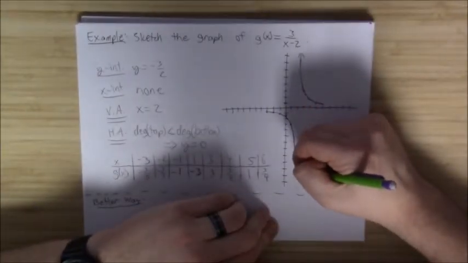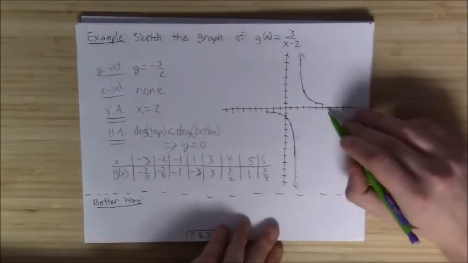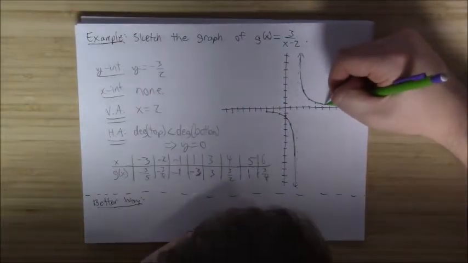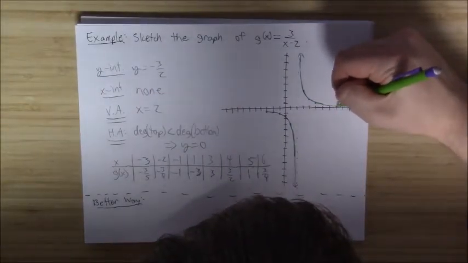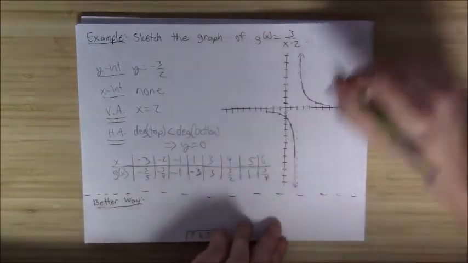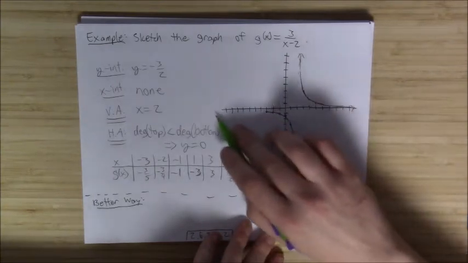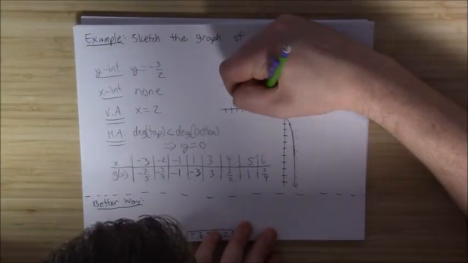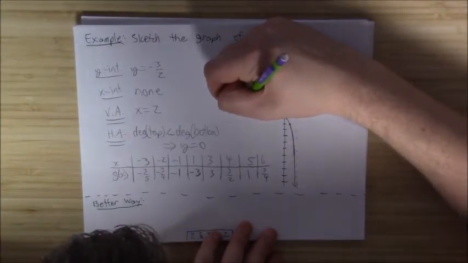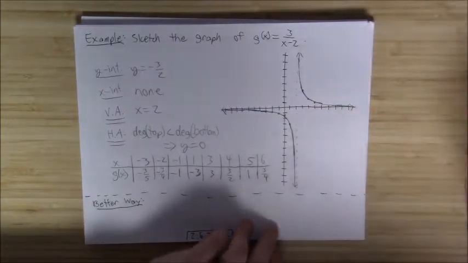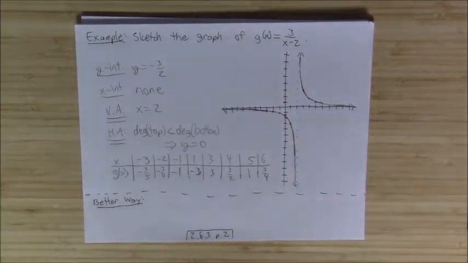And get really, really close to that line. Here, it wants to get really, really close to the x-axis as time goes on because that's our horizontal asymptote. And similarly here, it wants to get close to there because that's our horizontal asymptote. All right, so that would be roughly what the graph looks like.